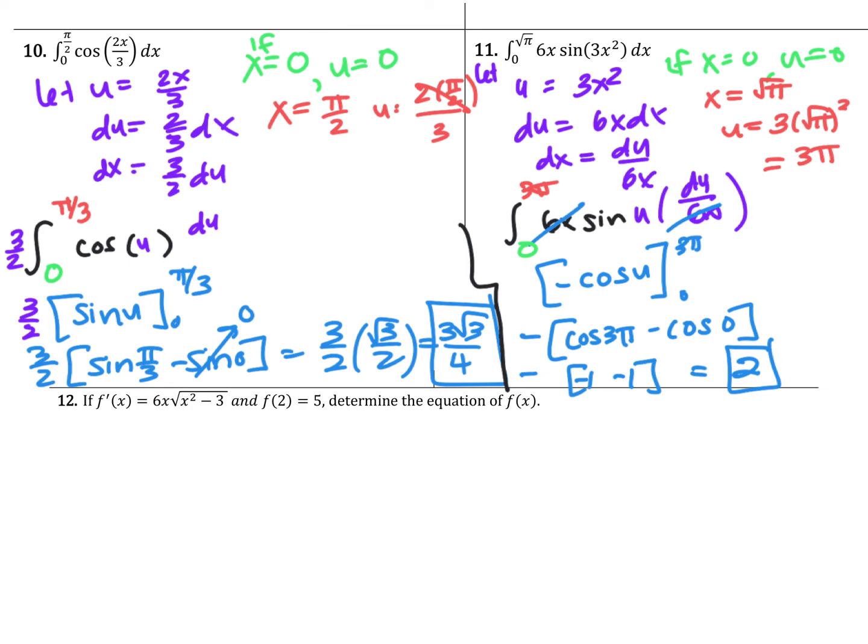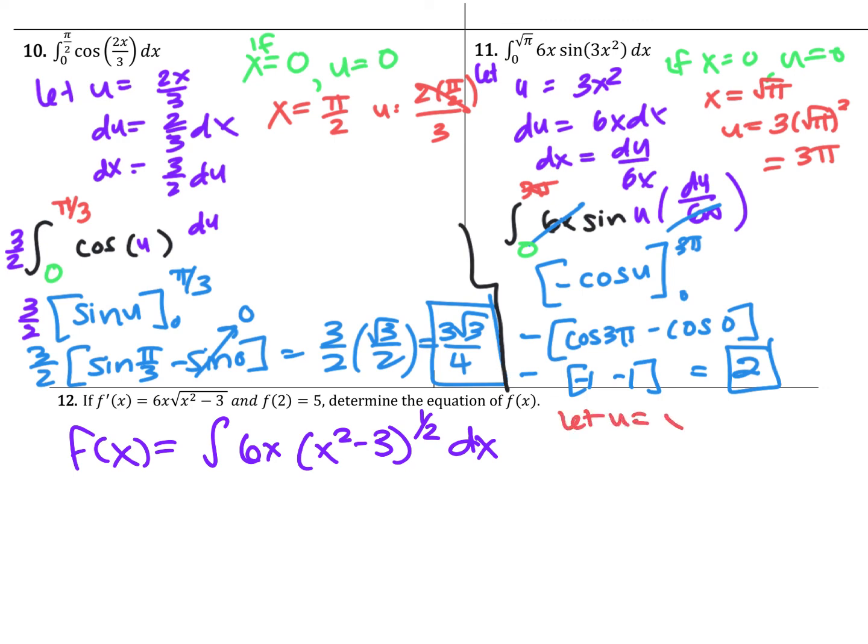Okay, last but not least, number 12. If f prime of x is equal to 6x times the square root of x squared minus 3, and f of 2 equals 5, so we have an initial condition, determine f of x. So we know that f of x is going to be equal to the integral of 6x, and I'm going to rewrite this with rational exponents. And this is not something I can integrate in the state that it's in, so I'm going to go ahead and use u-substitution. I'm going to let u equal x squared minus 3, so du is 2x dx, so dx is du divided by 2x.